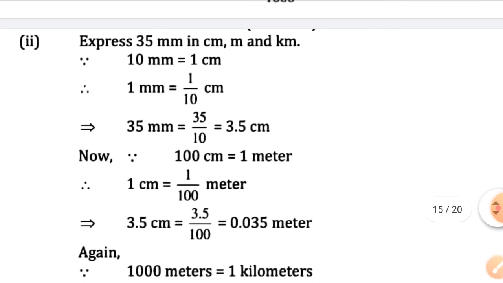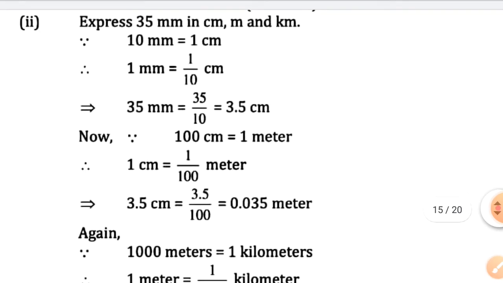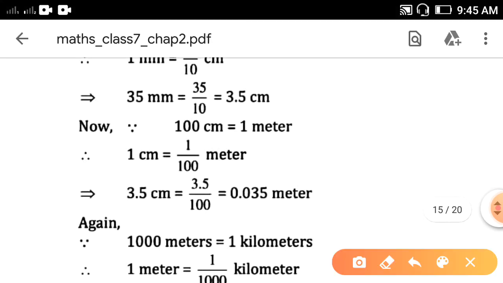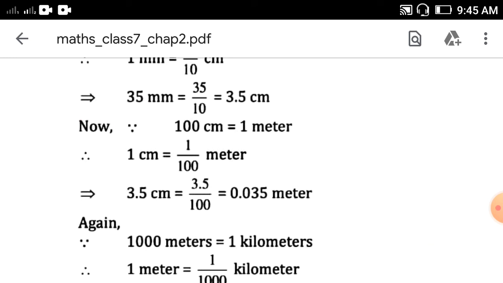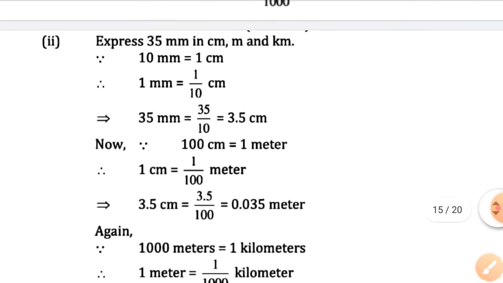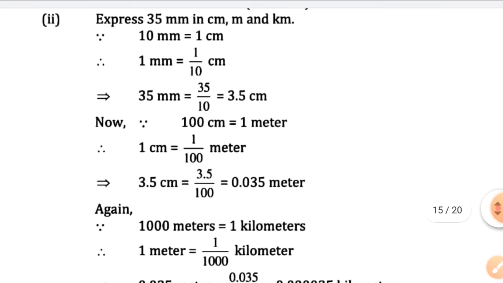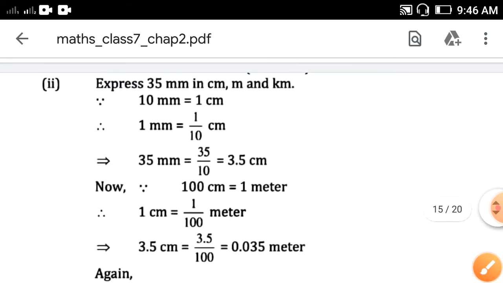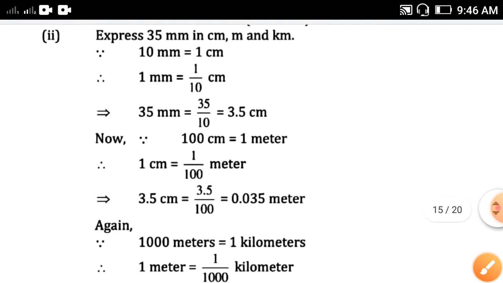Next, express millimeter in a centimeter. From millimeter to centimeter, divide by 10. 35 divided by 10 is 3.5 centimeter. Next, into a meter. So you have to divide by 1000. From millimeter to meter, divide by 1000.